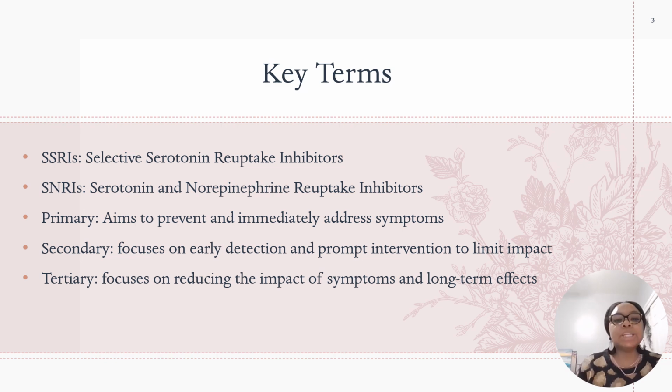So, looking at our key terms for the presentation, we have SSRIs, which is an acronym standing for selective serotonin reuptake inhibitors. Then we have SNRIs, which is serotonin and norepinephrine reuptake inhibitors. Then we have primary, which aims to prevent and immediately address symptoms. Secondary, focusing on the early detection and promptly intervening for limiting the impact of the symptoms. Then we have tertiary, focusing on reducing the impact of symptoms and long-term effects.